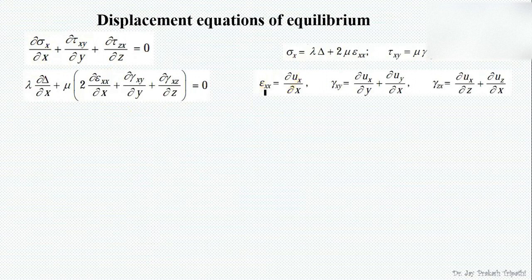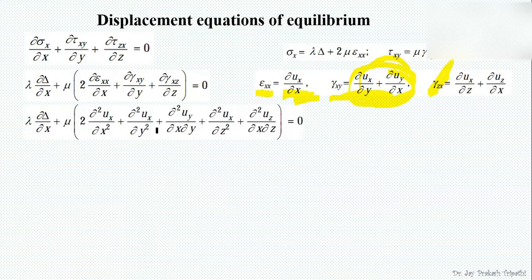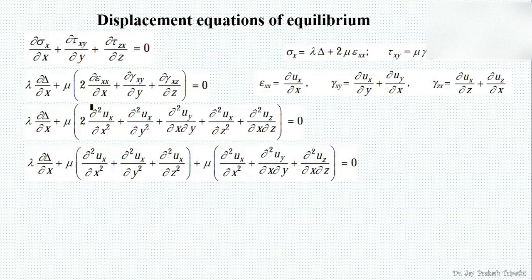So epsilon xx can be written as dou ux by dou x. Gamma xy can be written as dou ux by dou y plus dou uy by dou x. And similarly, we can replace this gamma zx with their respective displacement equivalent. So after substitution, we get this equation. This term is multiplied by 2, so we can write this term twice. So overall, we get 6 terms inside this bracket. So we can group these 6 terms in 2 groups of 3 terms.